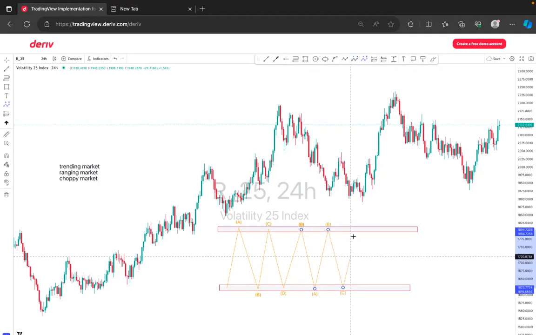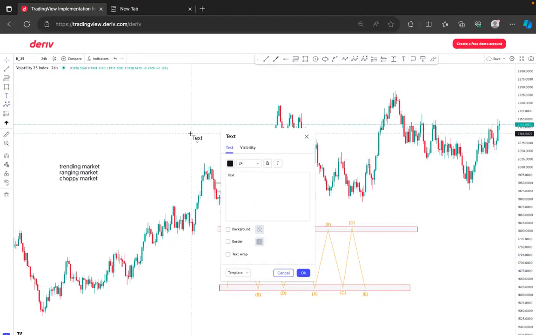So this is an example of a ranging market. The market is ranging from a particular price. When it comes to the trending market, it is divided into two: we have the uptrend and the downtrend. Don't be confused, everything works together hand in hand.